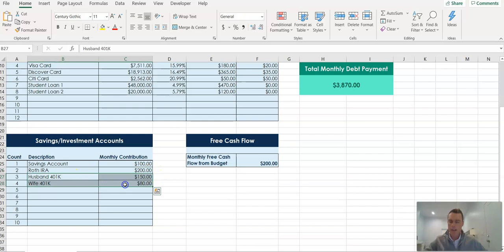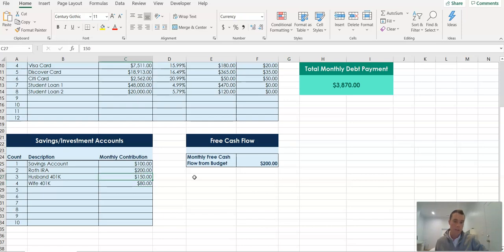Below that, I've got the husband and wife 401k. Now there's a caveat here with the 401k, and it doesn't have to be a 401k. It could be a 457 or a 403b or a variety of retirement plans, but I've got two numbers entered as an example for the sample family here. $150 a month for the husband and $80 a month for the wife.